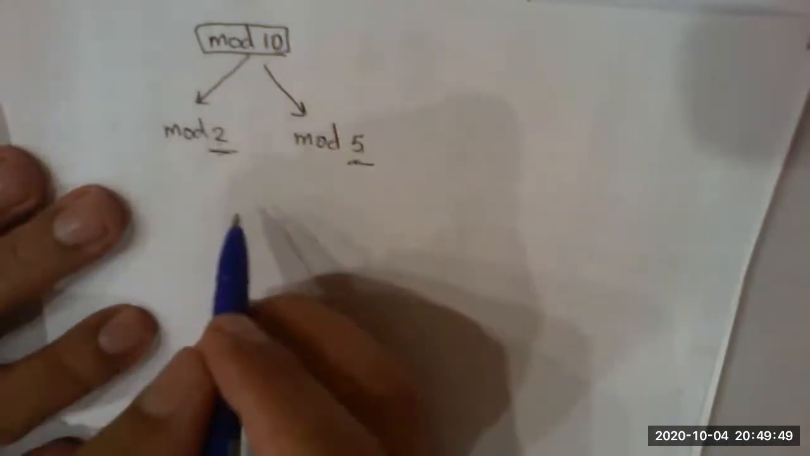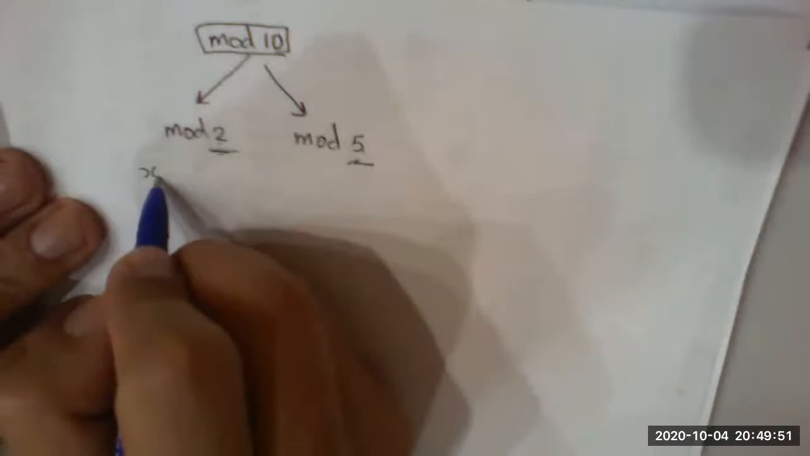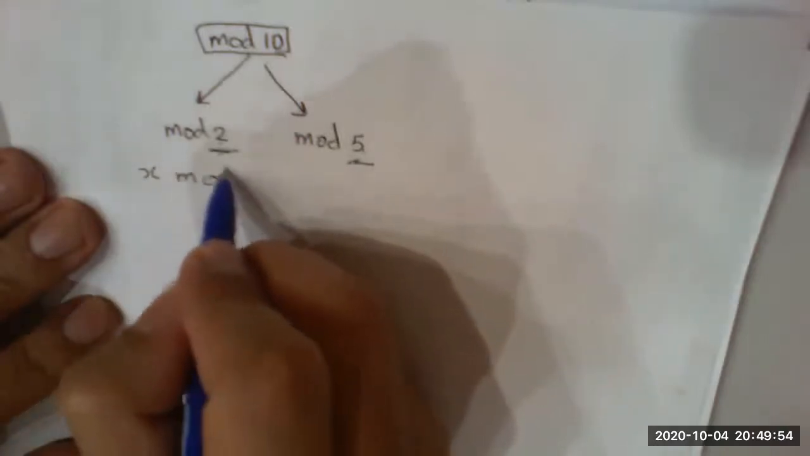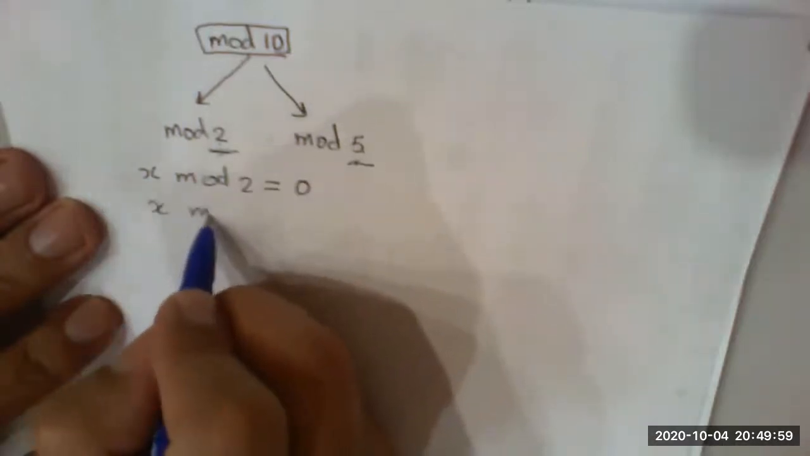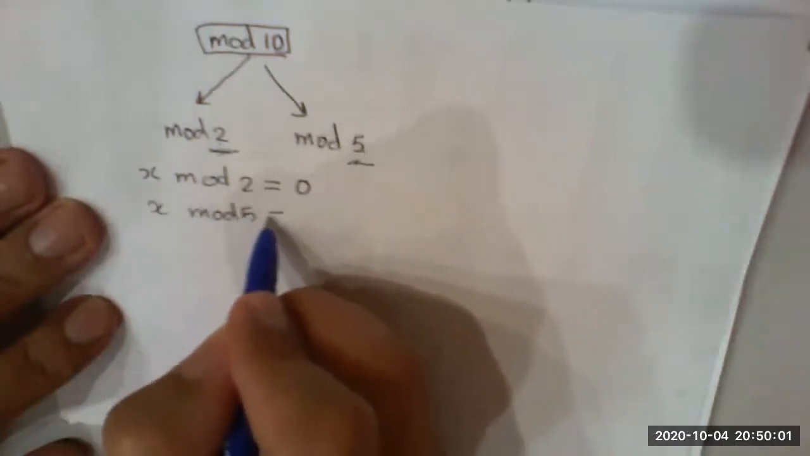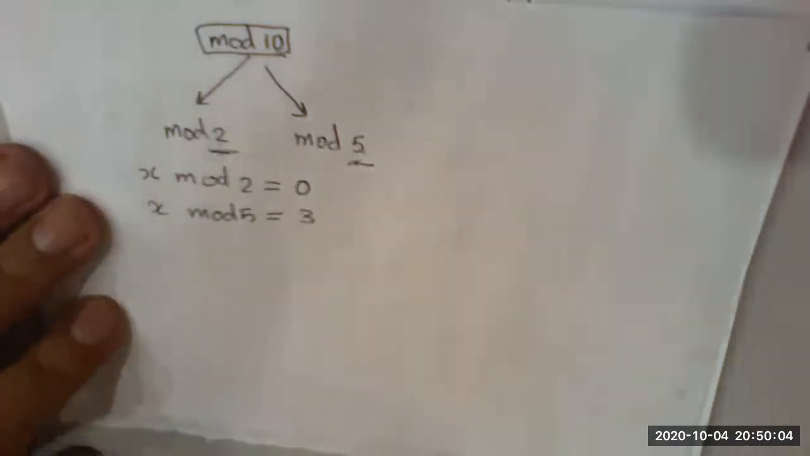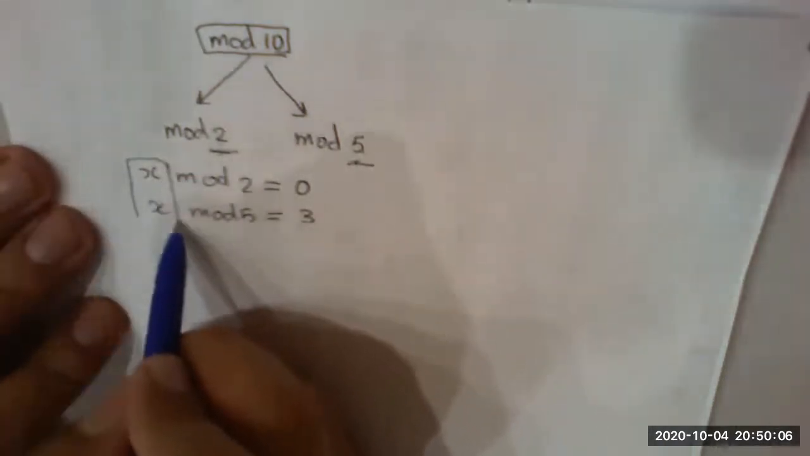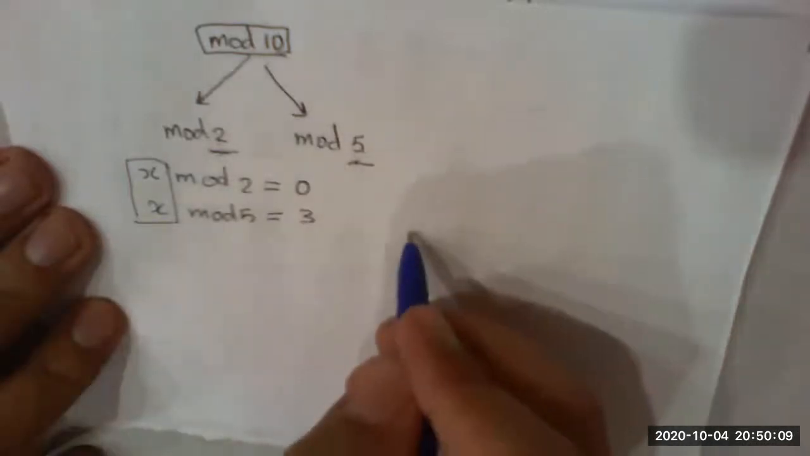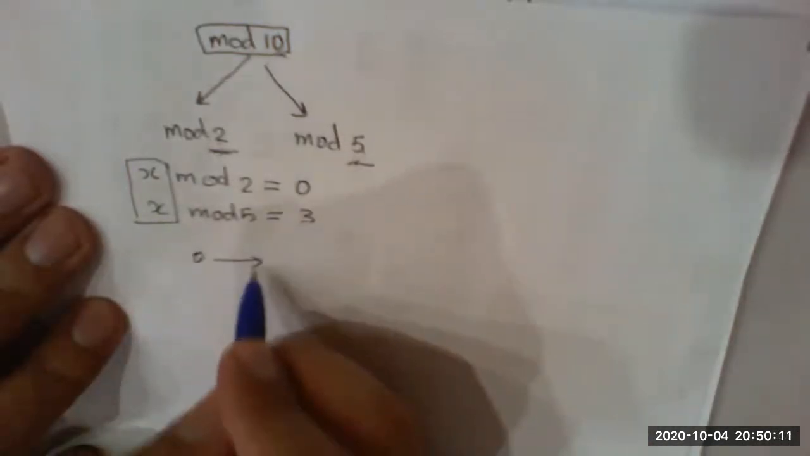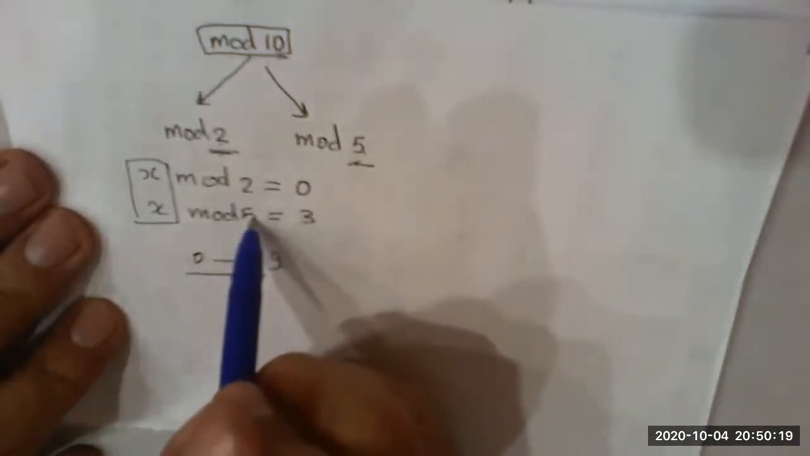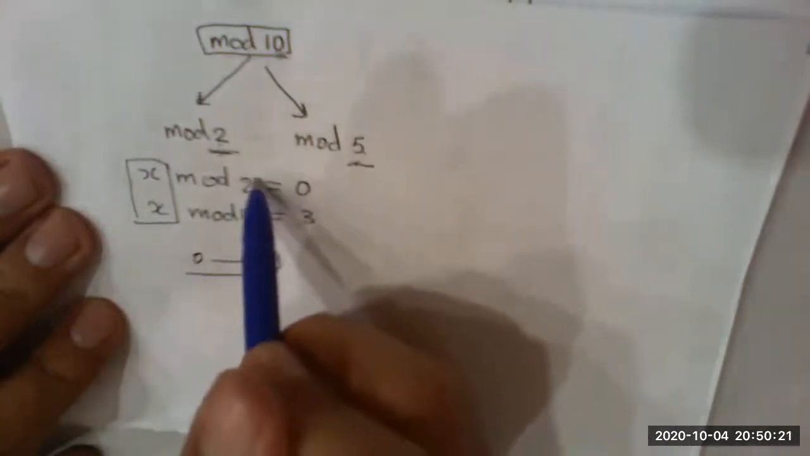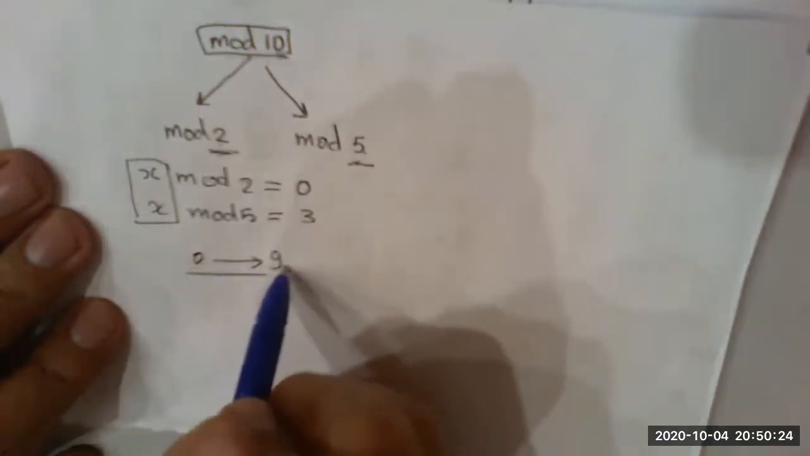For example, if I have x mod 2 equal 0 and x mod 5 equal 3, this way I can define this number. I know it is between 0 and 9, just because it is mod 10. How do I know it is mod 10? Because I can multiply 2 by 5, so it is 10. So the number must be between 0 and 9.